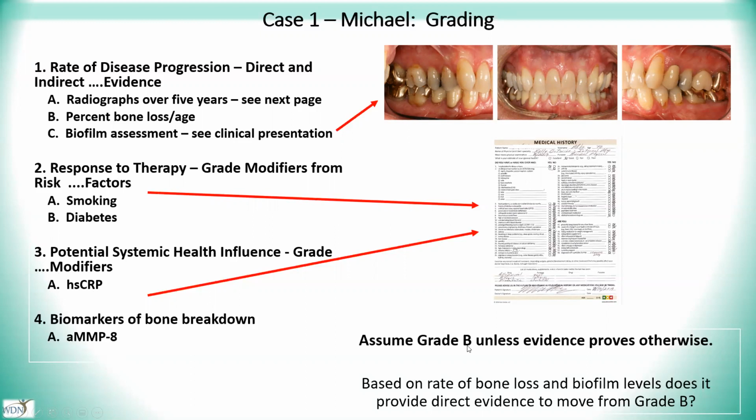Remember, on grading, we assume grade B unless the evidence proves otherwise. So based on the rate of bone loss and the biofilm levels, can we provide direct evidence to move from grade B? I'm not sure that we can. Let's look a little bit closer.